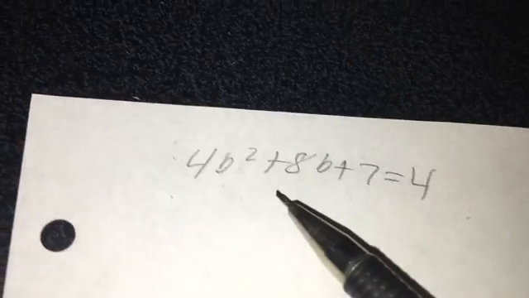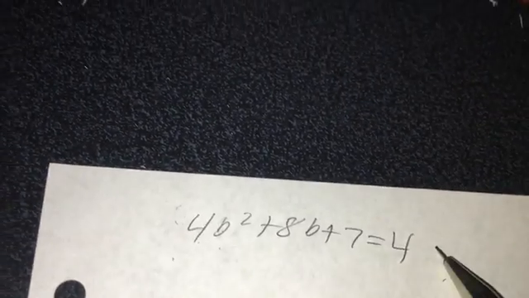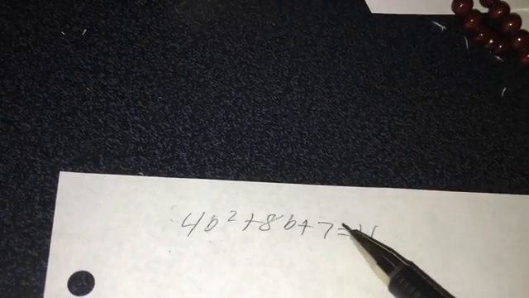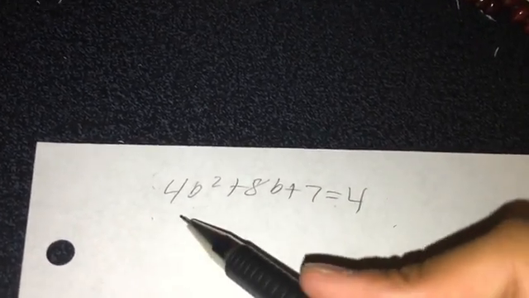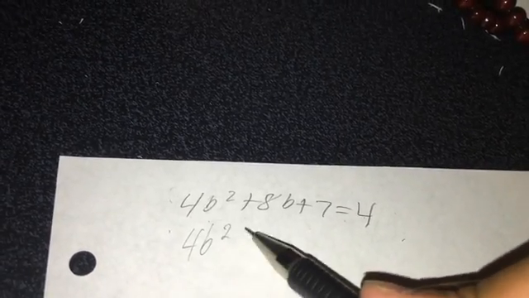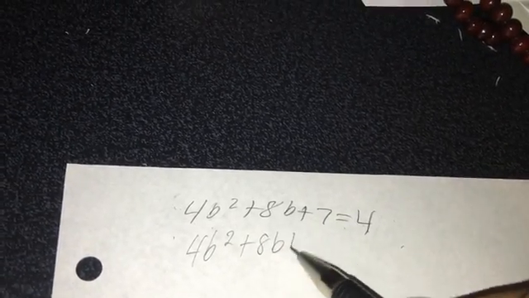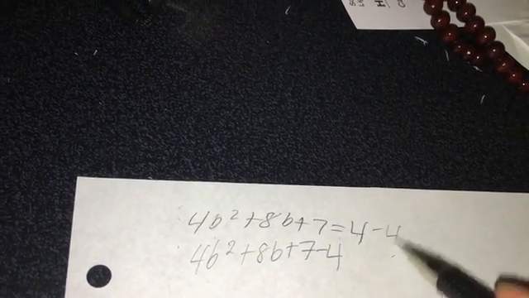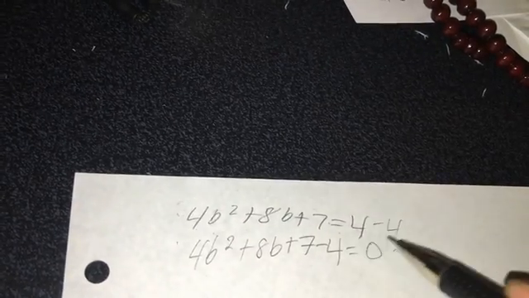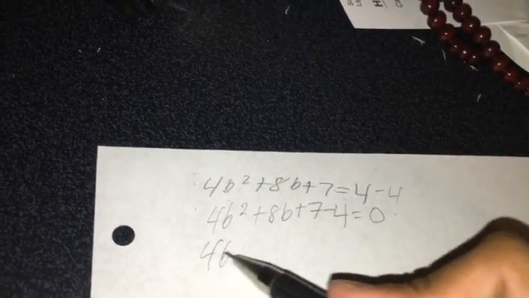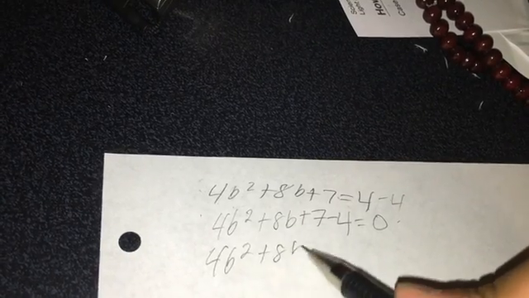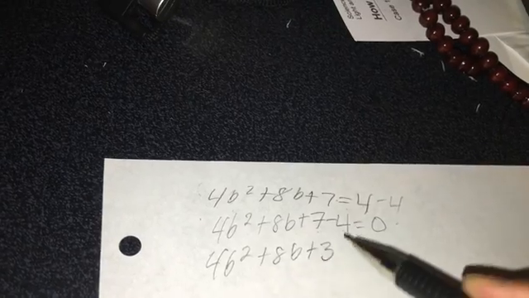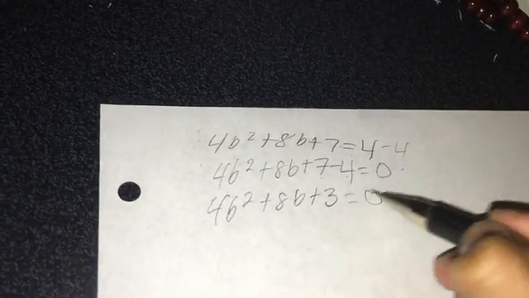Hello, today we're doing completing the square. So here's our standard form equation, but first we have to rearrange it because we can't have the 4 on the other side of the equal sign. So we're going to do 4b squared plus 8b plus 7 minus 4, since we're moving it from the other side and bringing it over here. 7 minus 4 is plus 3. So it's equal to 0.